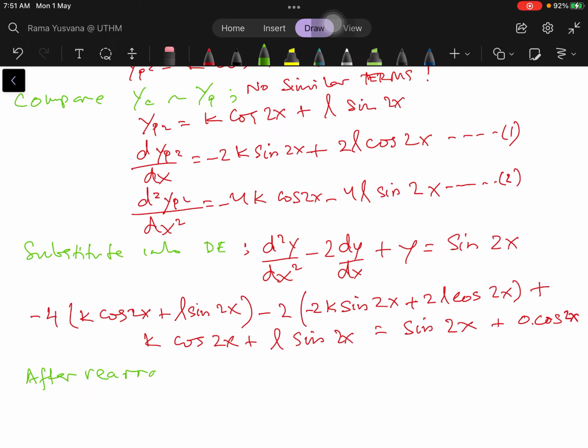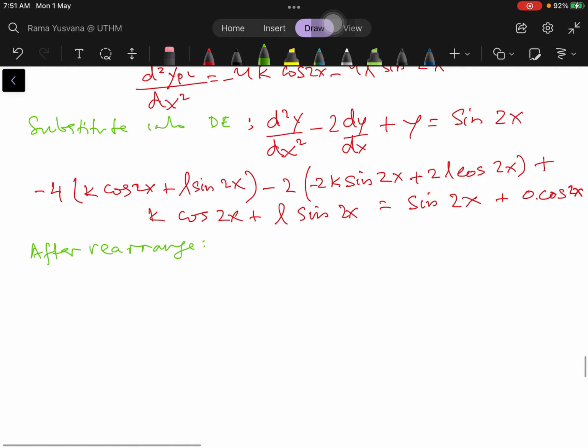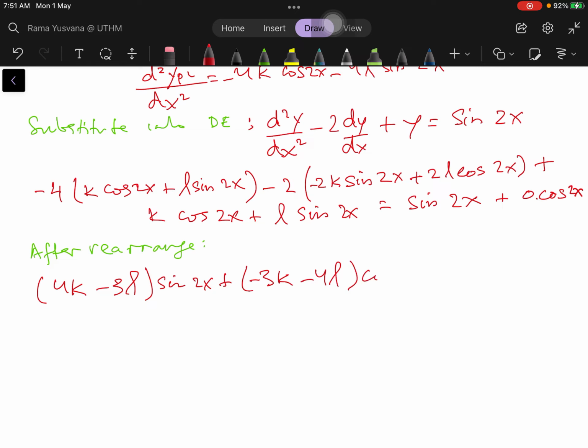So after rearranging, to make the video shorter, we should get 4k minus 3L sin 2x plus negative 3k minus 4L cos 2x equals to sin 2x plus 0 cos 2x. So next is equate the coefficients.